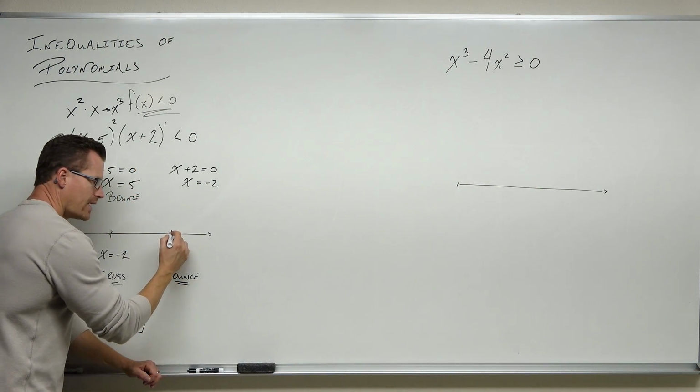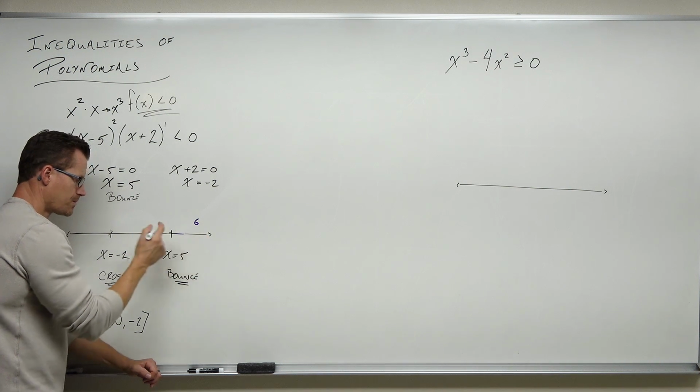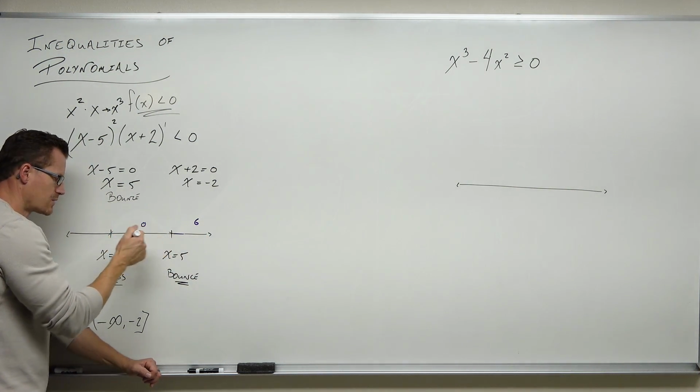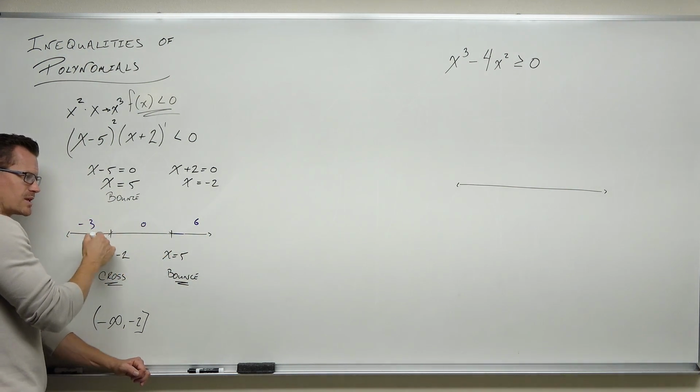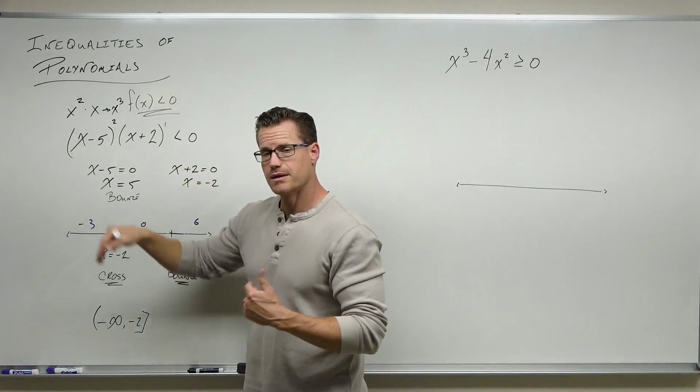So we would evaluate numbers like 6, that's somewhere in this interval, 0, that's somewhere in this interval, and maybe like -3, that's somewhere in this interval.